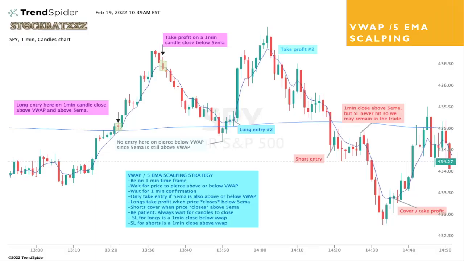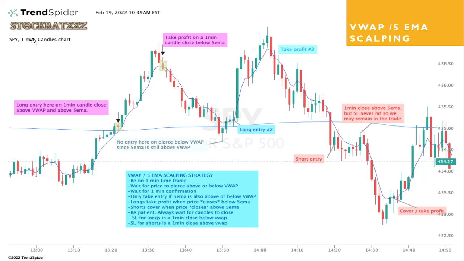So here's a couple scalping techniques. We talked about the VWAP. The VWAP is this blue line right here. So let's combine the VWAP with the 5 EMA. A couple conditions must be met to take this trade. The 5 EMA has to cross up the VWAP. It has to be above the VWAP.